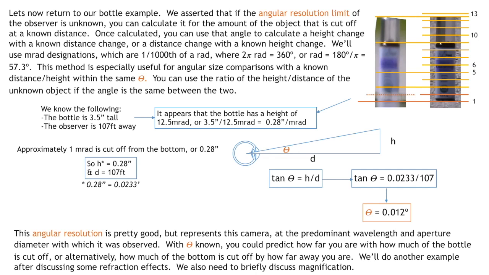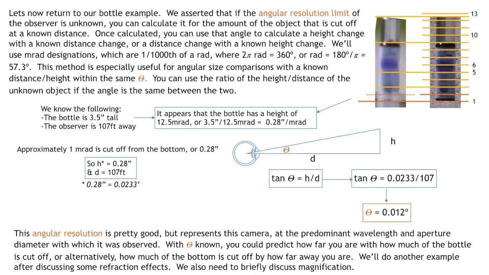We asserted that if the angular resolution limit of the observer is unknown, you can calculate it for the amount of the object that is cut off at a known distance. Once calculated, you can use that angle to calculate a height change with a known distance change, or a distance change with a known height change. So we'll use MRAD designations, which are 1/1000th of a rad, or radian, where 2 pi radian is equal to 360 degrees, or a radian is equal to 180 degrees divided by pi, which is equal to 57.3, like we mentioned before. This method is especially useful for angular size comparisons with a known distance or height within the same theta.